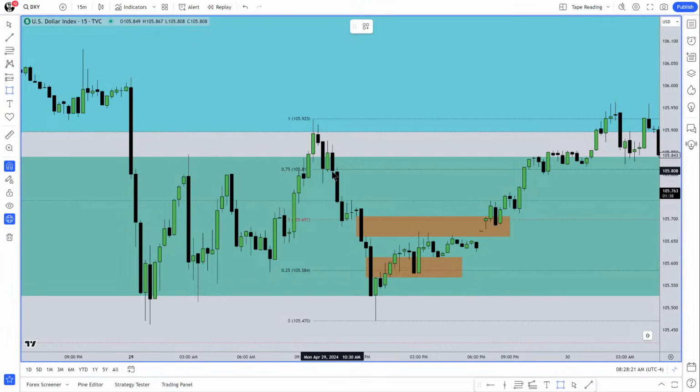This is not support and resistance, folks. As much as they want to call it that, you'll never see this in any classic support and resistance theory. This is all me. This is all coded. It's all algorithmically designed.